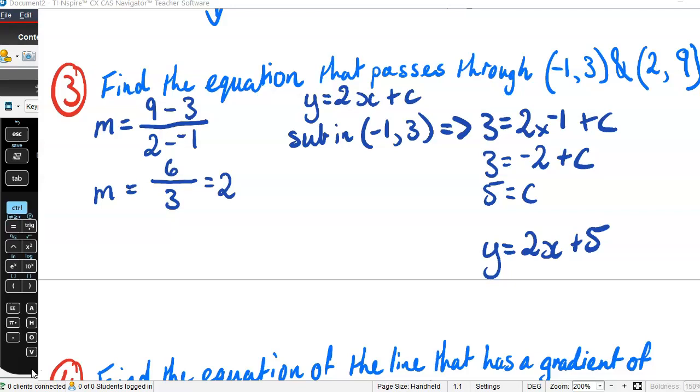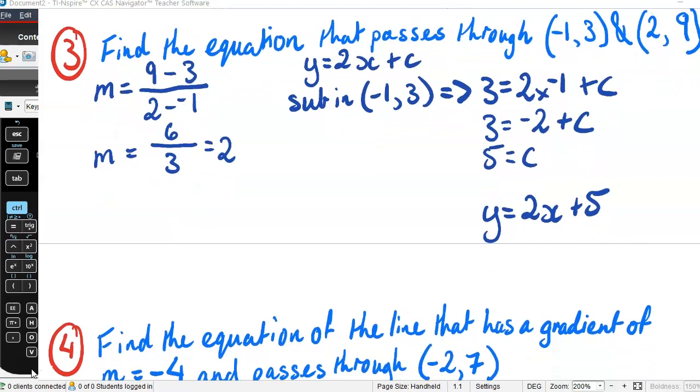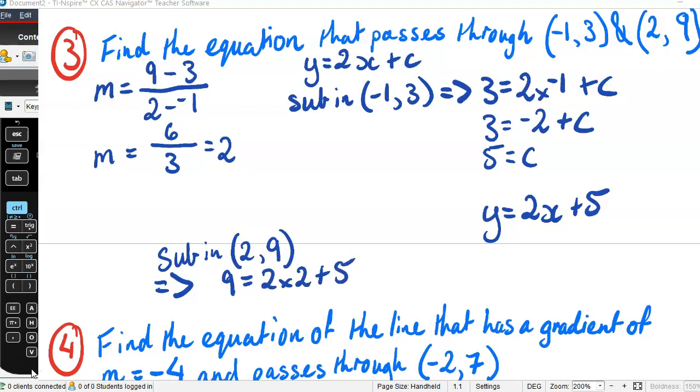Now if you wanted to double check that equation, what you could do is use the other point you have and sub that in. I'll squeeze it in down here. So sub in (2, 9). That implies that 9 is equal to 2 times 2 plus 5. So 9 equals 2 times 2 is 4 plus 5. And yes, left hand side equals right hand side. So that is correct. If you wanted to double check that, that's how you could double check it.